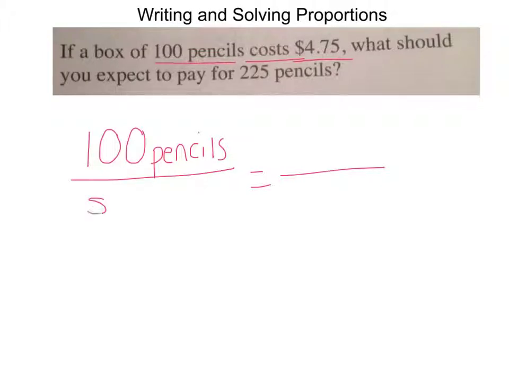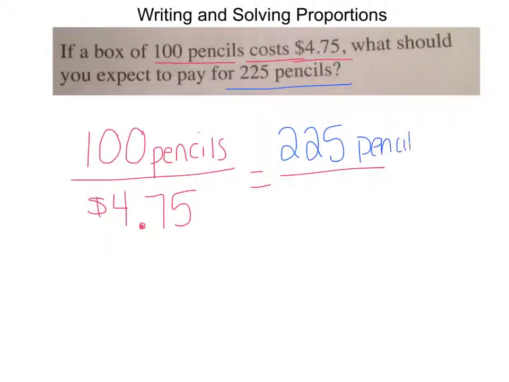So 100 pencils is $4.75, and we want to know what we're going to pay for 225 pencils, so I'm going to put 225 across from my 100 pencils because those have the same units, the same labels. And we're looking to find the price, so we're going to put X underneath where the dollars would go. All right, and now we'll use cross multiplication again to show that the product of the diagonals is equal to each other. So 100 times X equals $4.75 times 225.